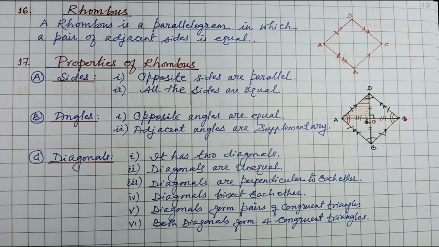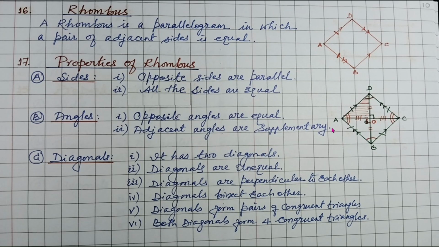Here angle A is equal to angle C, angle B is equal to angle D, and the adjacent angles are supplementary. Angle A plus angle B is 180, angle B plus angle C is 180, angle C plus angle D is 180, angle D plus angle A is also 180. Remember that. In terms of diagonals, it has two diagonals, AC and BD.